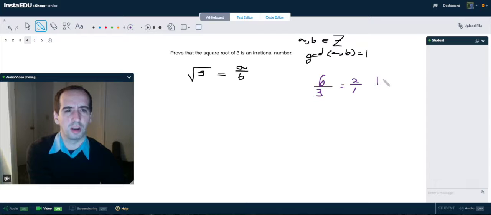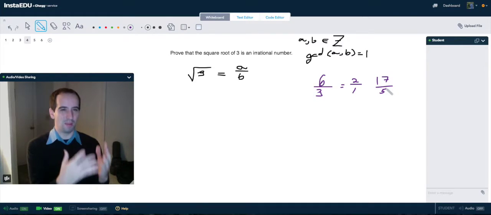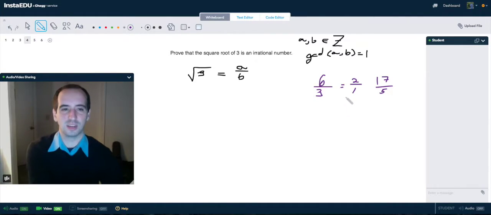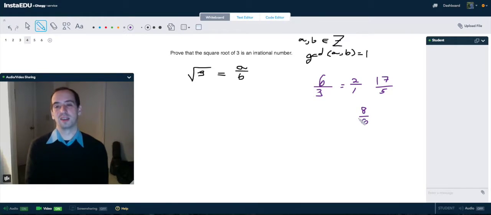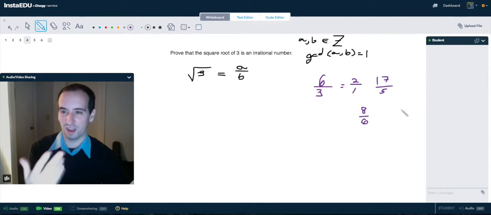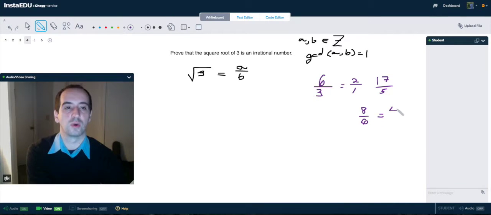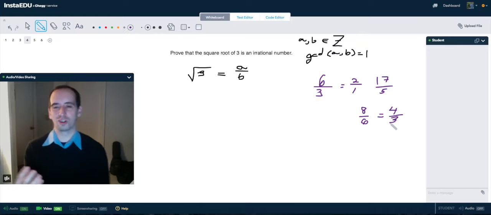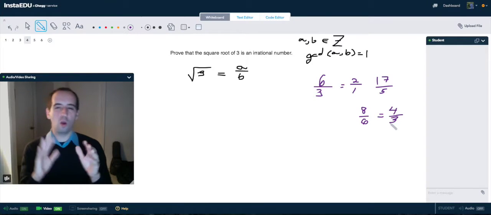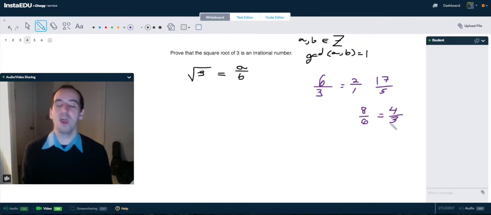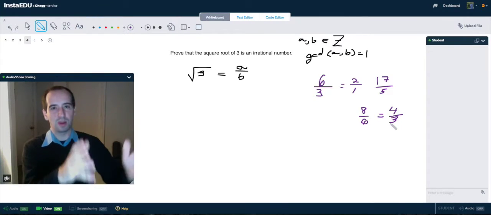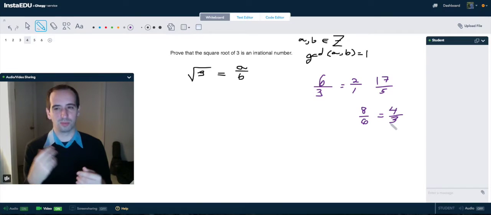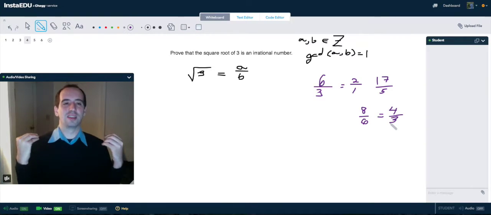Let's look at another one here. 17 and 5. Well, 17 and 5 are both prime numbers, so we know that their GCD equals 1. Another one is 8 and 6, which is not a set that has a GCD of 1 because we can divide both sides by 2. Doing so gives us 4 and 3, but 4 and 3 are co-prime. Alright, so hopefully you have a little bit of an idea of what we're looking for. We're looking for two numbers that we can express one over the other as a ratio, hence the term rational number, and they have to be co-prime.